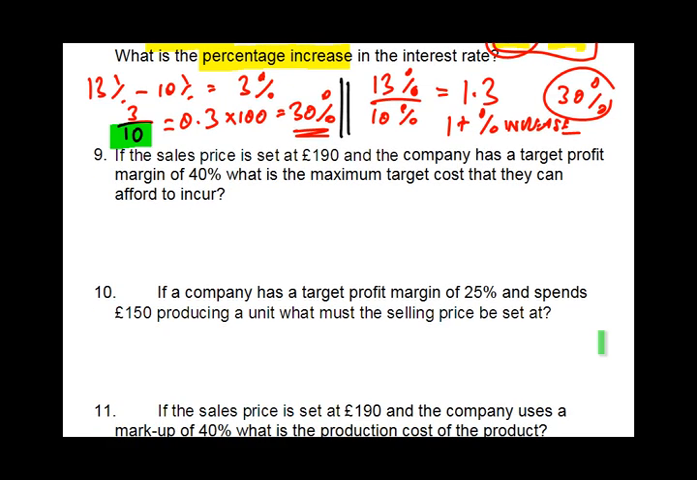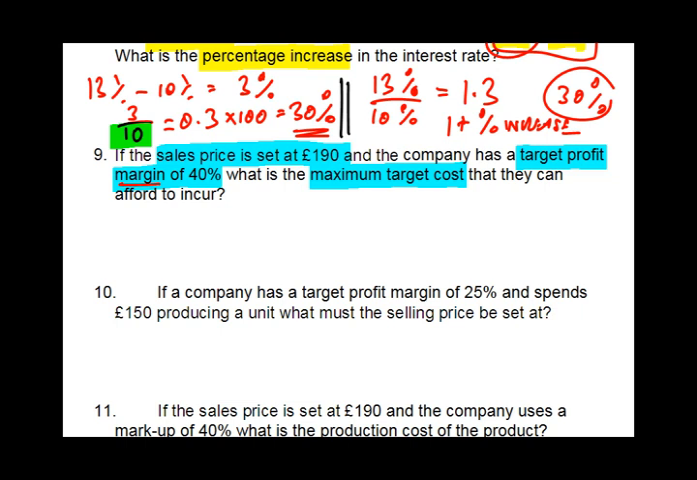Well, the remaining examples are all looking at use of margin and or markup information to help us identify the cost structure and the profit structure within a business. So if we have a look at the first one, it has a sales price for a product of £190. They have a target profit margin, so notice they're using that word margin, of 40%. And what we're trying to work out is the maximum target cost they can incur.